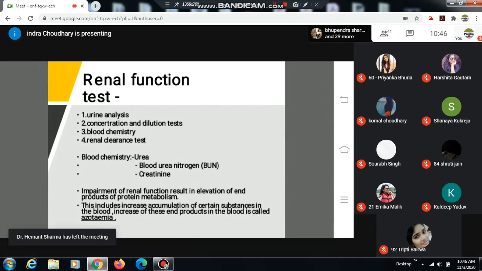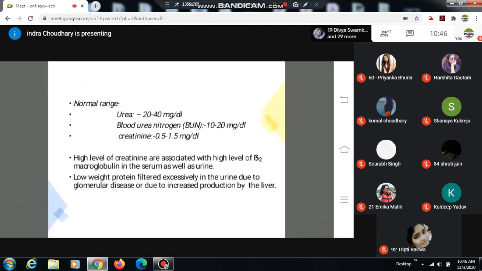Impairment of renal function results in evaluation of end products of protein metabolism. This includes increased accumulation of certain substances in the blood, increased azotemia. Normal range: urea 20 to 40 mg per deciliter, blood urea nitrogen 10 to 20 mg per deciliter, creatinine 0.5 to 1.5 mg. High levels of creatinine are associated with high levels of beta 2 microglobulin in the serum as well as urine. Low usually in the urine due to glomerular disease or due to increased production by the liver.